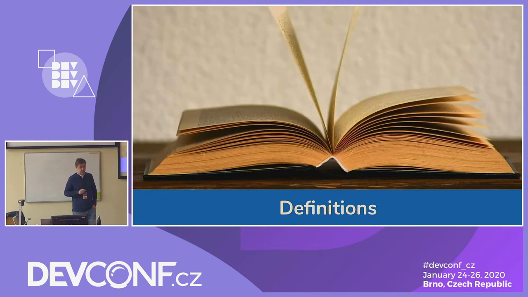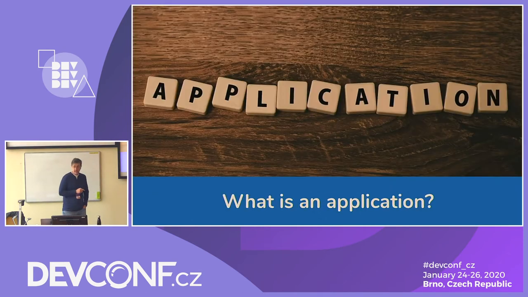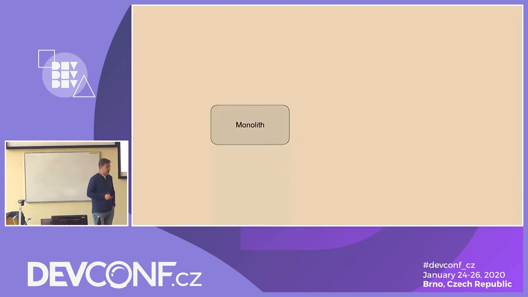But before we start with the triangle, let's go through some definitions so we can set the ground rules about what I say when we talk about applications. First definition has to be an application. What do we consider an application? If I ask each one of you, probably you will give me a different definition of what an application is. How do you identify what an application is?